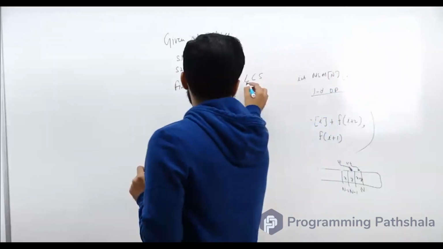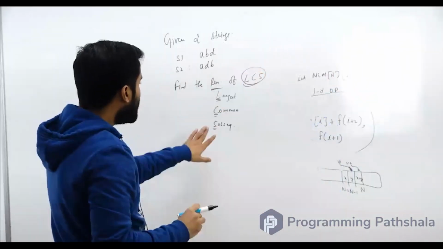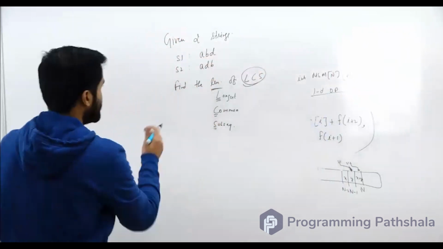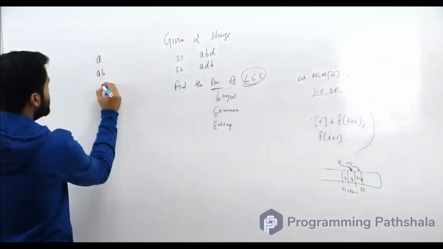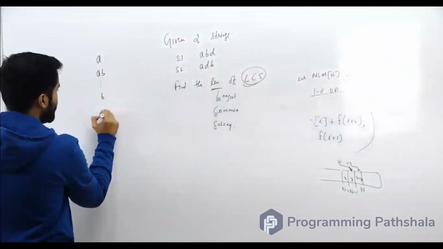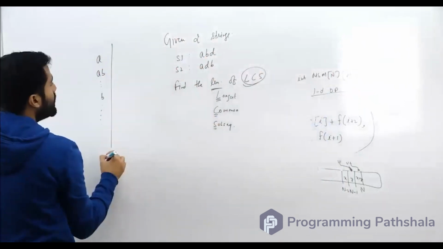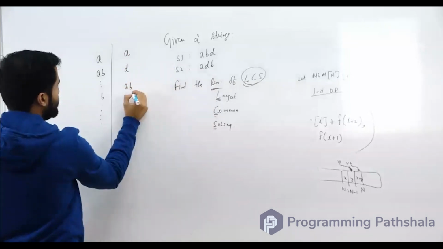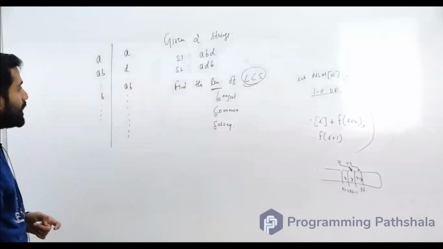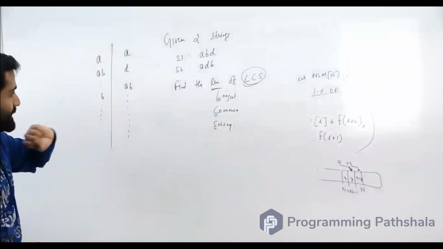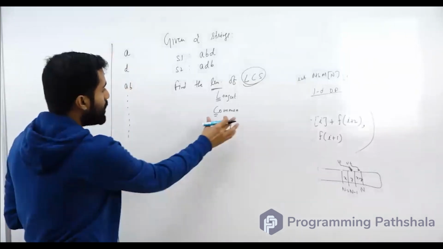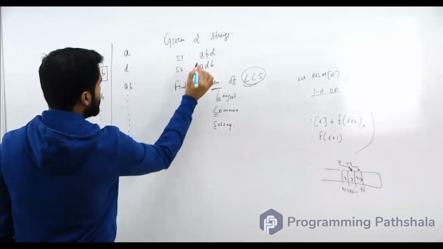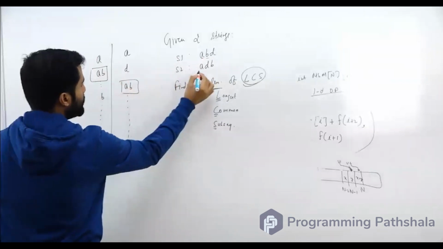So let's first understand the meaning of this thing. Let us list down all the subsequences of S1. There will be a lot of subsequences of S1. You will have A, you will have AB, and then you will have just B, and so on. Now list down all the subsequences of S2. So you'll have A, you'll have B, you'll have AB, and so on. Now, out of all the subsequences, you will see that there are certain common subsequences, like AB is a subsequence of S1 also, and AB is a subsequence of S2 also.